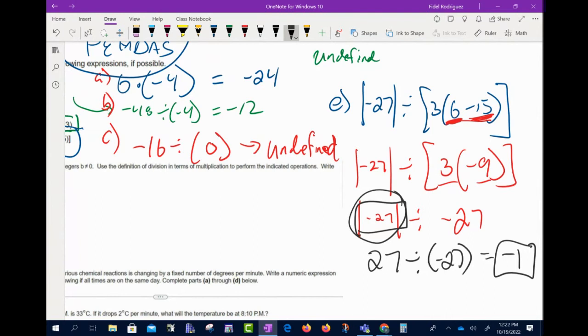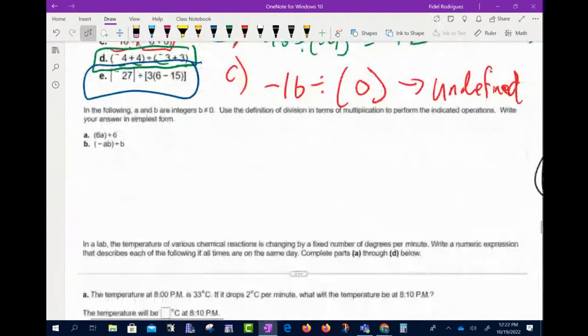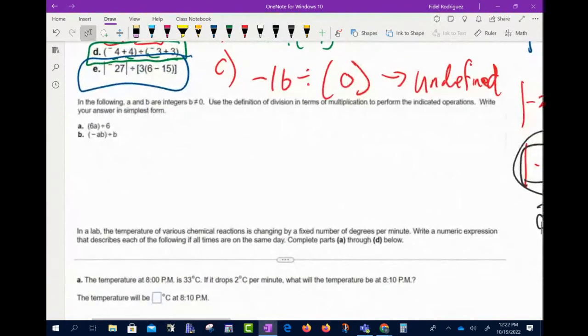All right, so let me scroll back this way so we can do the next one here. And it says, in the following, A and B are integers and B is not equal to 0. Okay. So it says, use the definition in terms of multiplication to perform the indicated operations. Write your answer in simplest form.